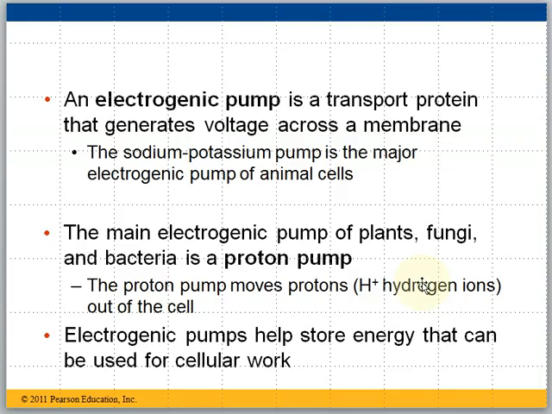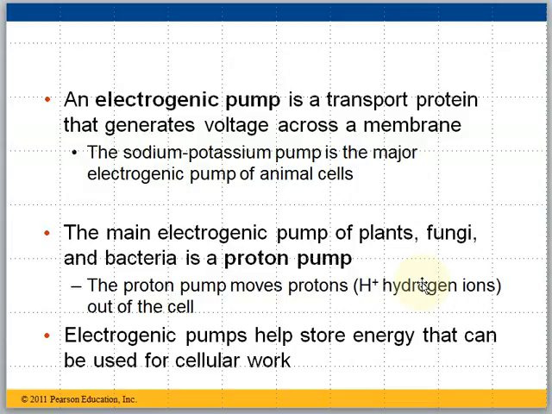The sodium-potassium transport protein we talked about, the sodium-potassium pump, is also called an electrogenic pump. An electrogenic pump is one of these transport proteins that as it does its job, it's building up a voltage across the membrane. So the sodium-potassium pump, another name for that is an electrogenic pump in animal cells, because as it does its job, it further builds up this membrane potential because it creates a larger and larger difference in the charge inside the cell as opposed to outside the cell.